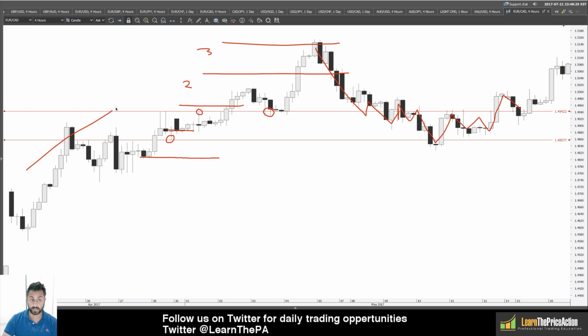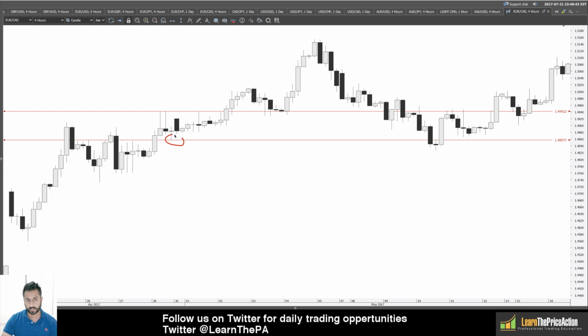Let's say over here you identify you want to be a buyer, you want to take only buys. So these are the 4 locations I just marked for you. Over here, over here.